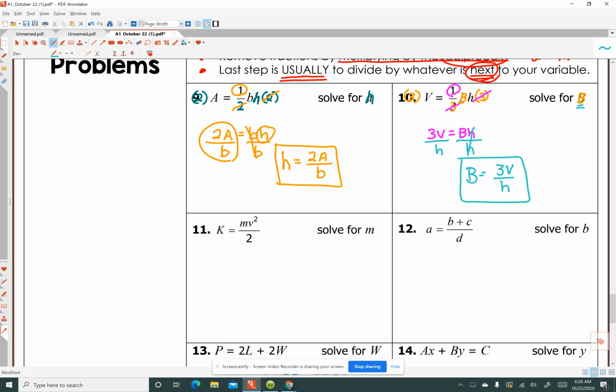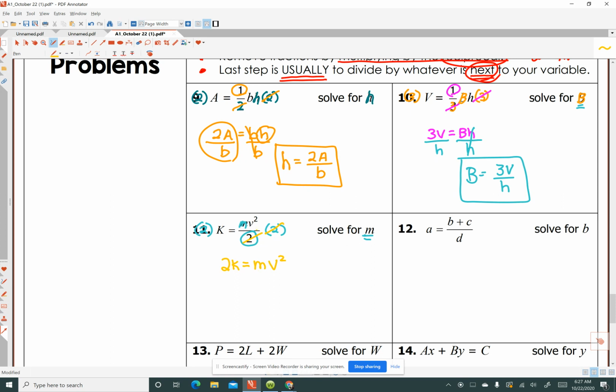Now we're solving for m. Let's highlight this m. This is what we're solving for, m. I think the first thing we want to do is let's deal with that denominator. This mv squared is being divided by 2. So let's multiply both sides of this equation by 2. And that will simplify it quite a bit for us. So now we have on the left side 2k equals mv squared.